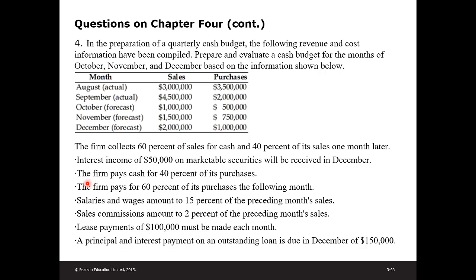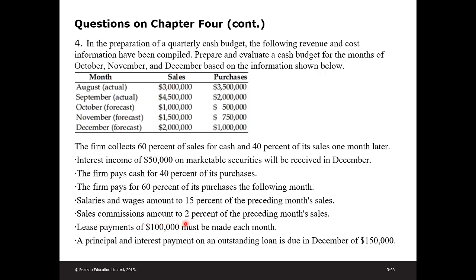Then we have the purchases. The firm pays cash 40% of its purchase. Then the rest will be paid on the following months, which means we have a 1 month lag accounts payable. Then salaries and wages amount to 15% of the preceding month's sales, which means that the salaries and wages of September will be 15% of the August sales, which is the 3 million, and so on.